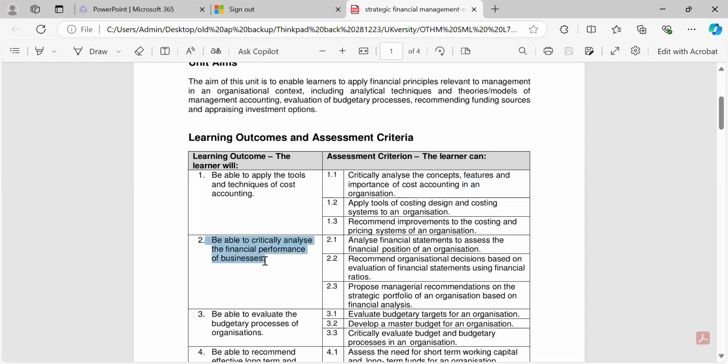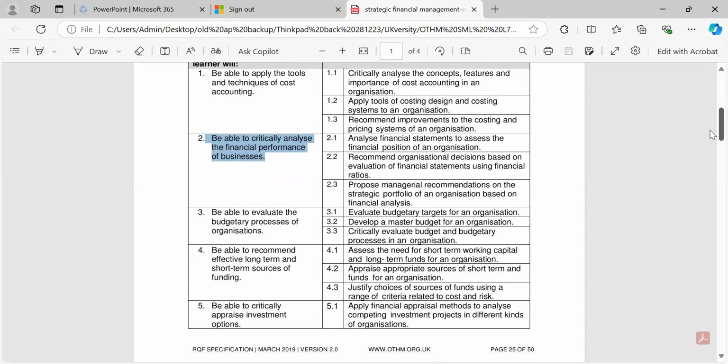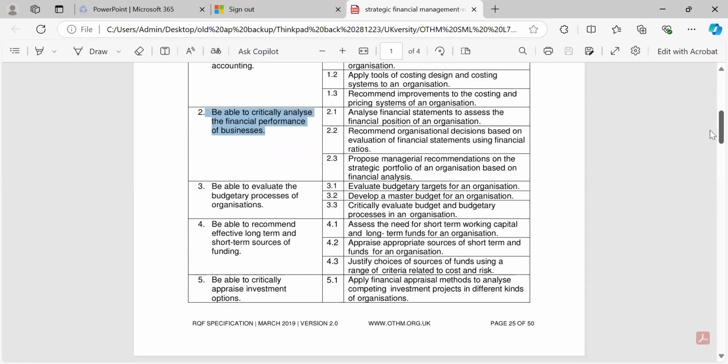The second lesson will go through critically analyzing the financial performance. We go through the financial performance, financial ratios, and financial statements that are related to financial accounting, which we also use from a management perspective. That will be in our discussion in the second lesson. Lesson 3 will go through evaluating the budgetary process. We'll discuss budgets, types of budget, why budget is important, and that a budget is a financial plan for the future.